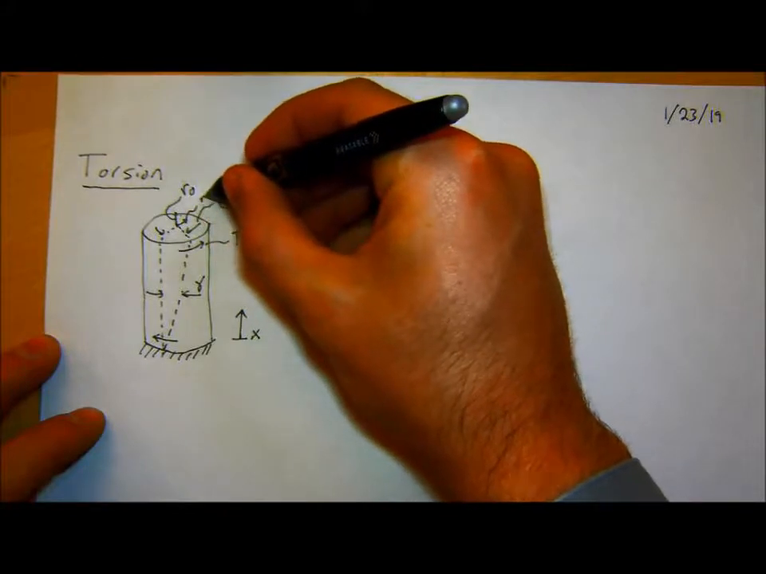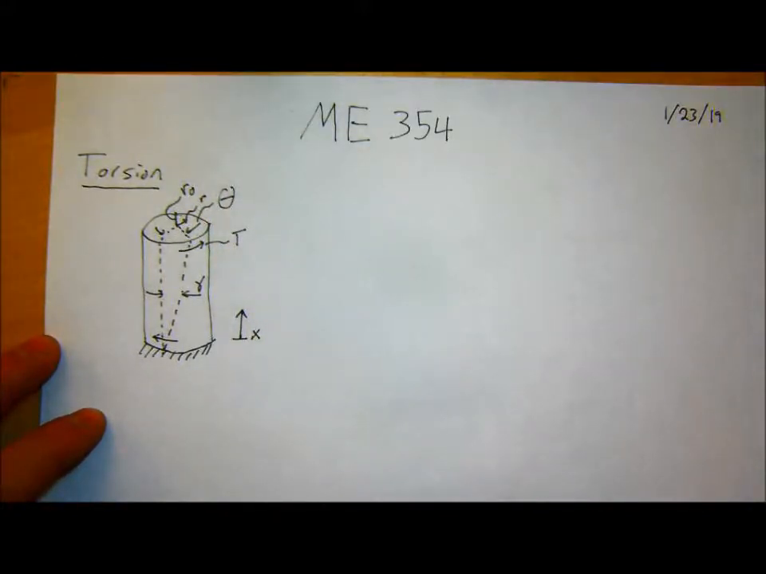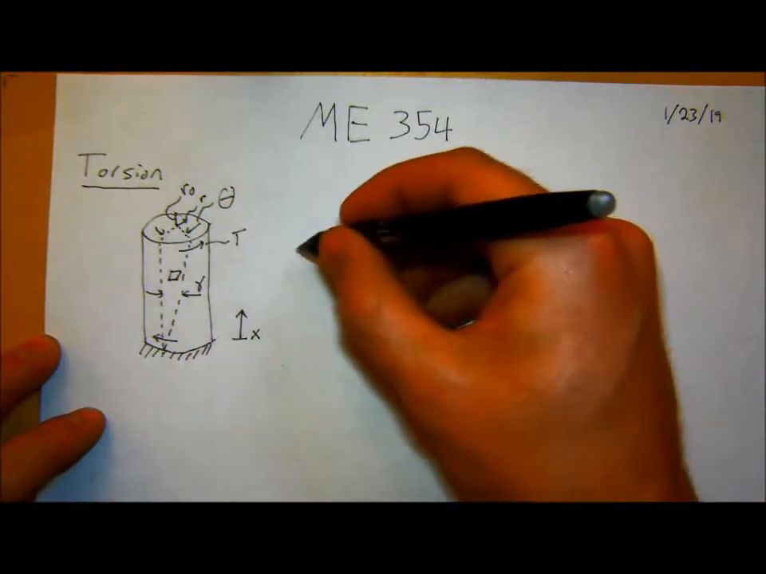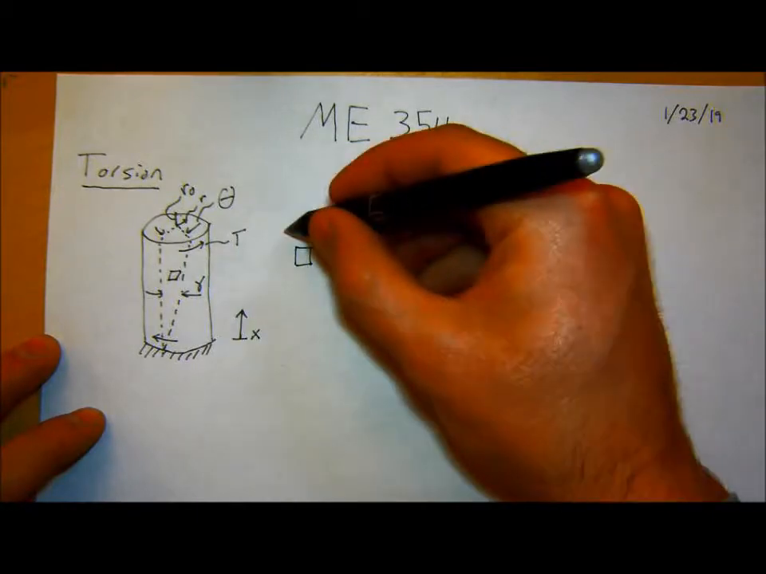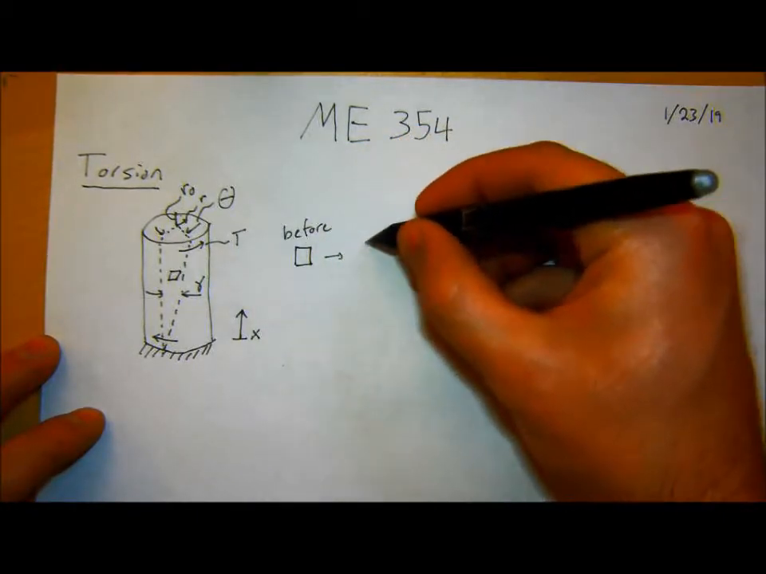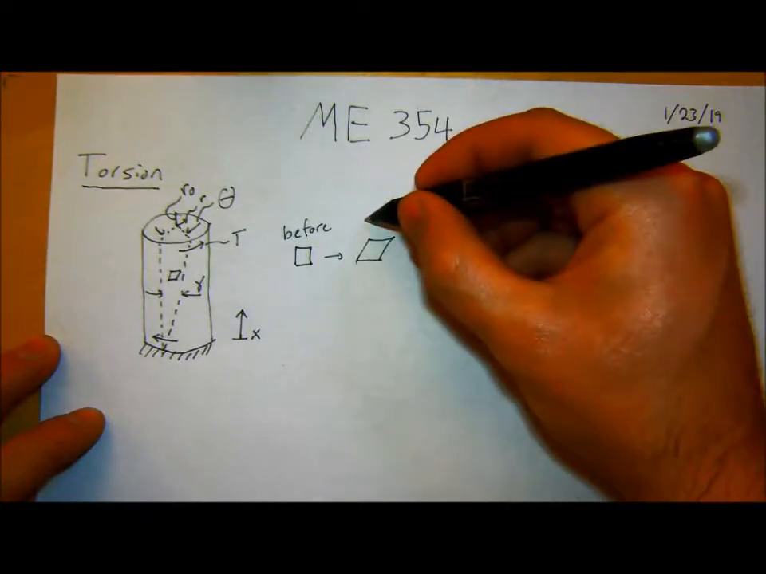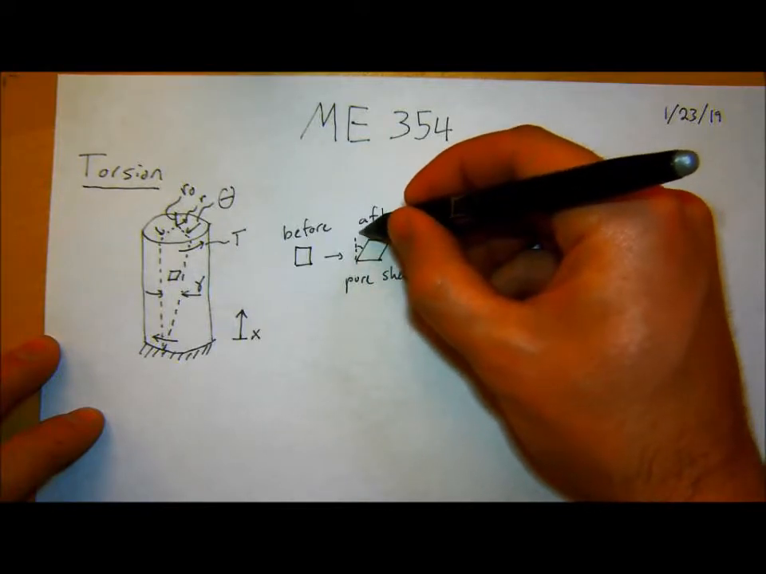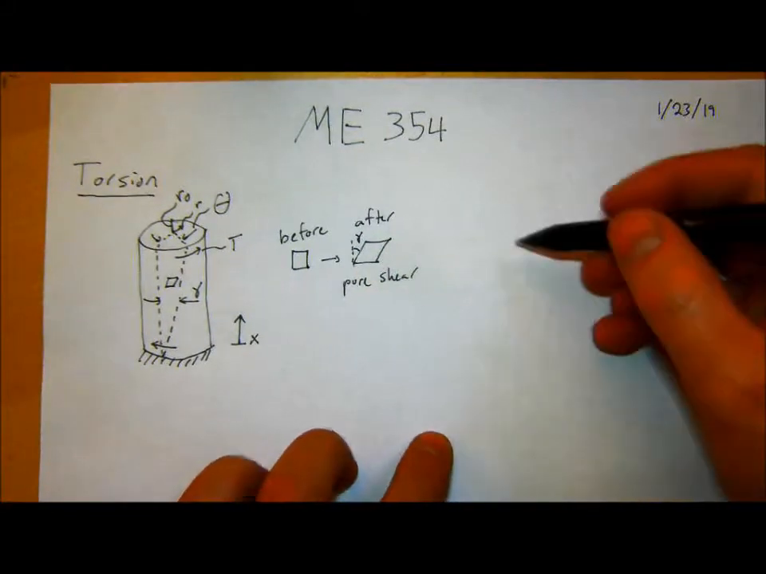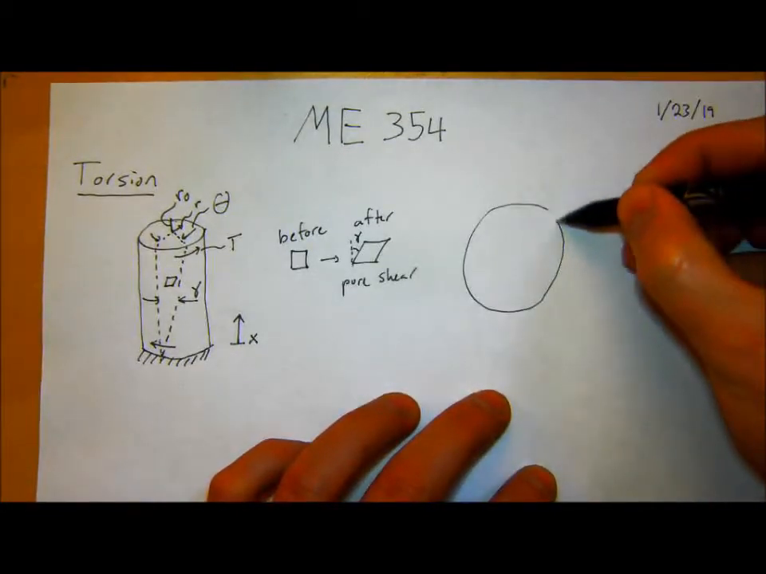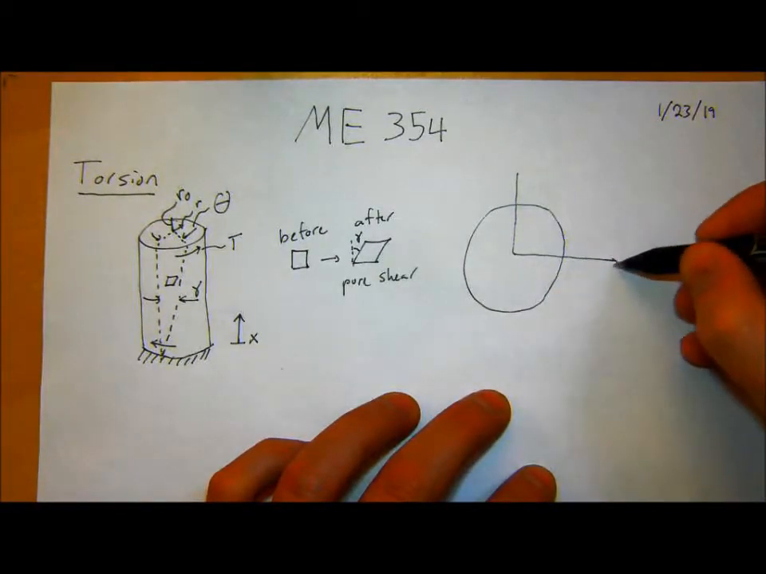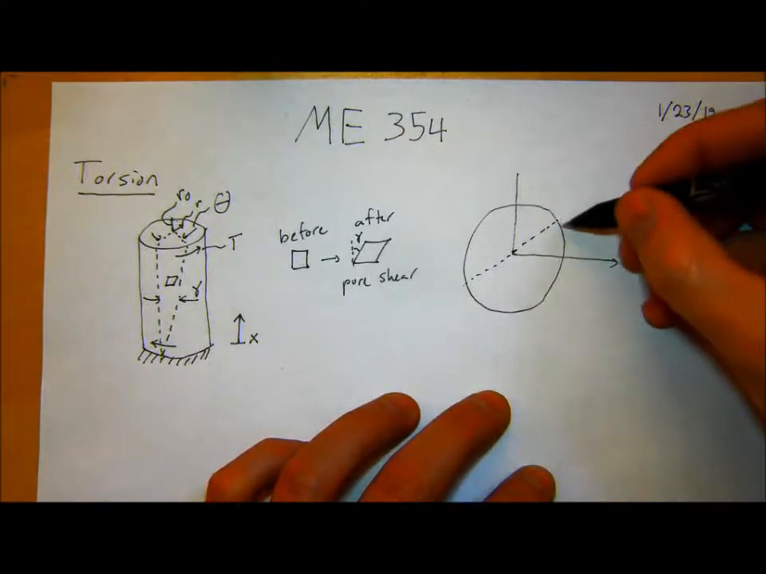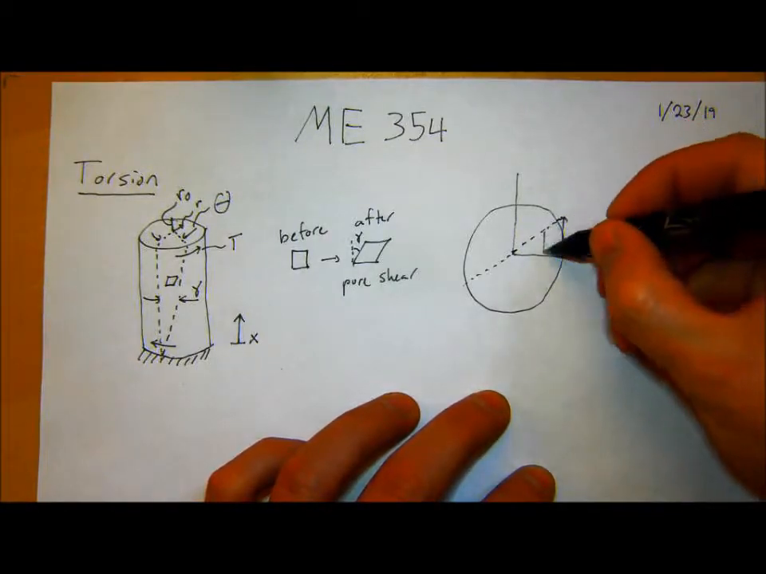The idea, again, is if I drew a square on the surface of that cylinder, before testing it would be a square, and then after torsion, you'd have ideally a state of pure shear, where this is being sheared by some gamma. If I'm twisting it by some angle theta here, I have a corresponding gamma as a function of R. This gamma now varies throughout the sample.